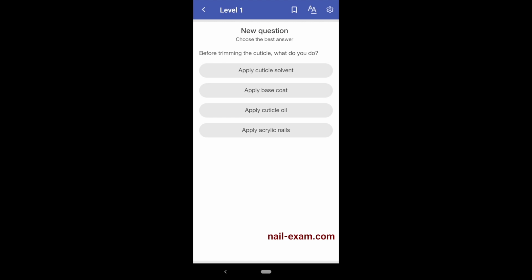Before trimming the cuticle, what do you do? Answers: A. Apply cuticle solvent. B. Apply base coat. C. Apply cuticle oil. D. Apply acrylic nails. The answer is A.